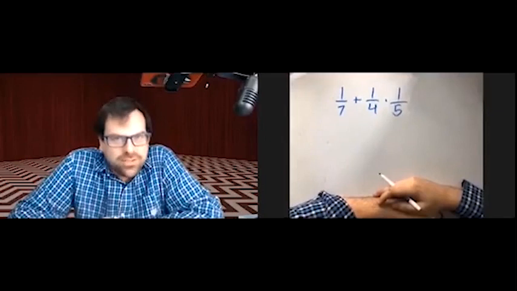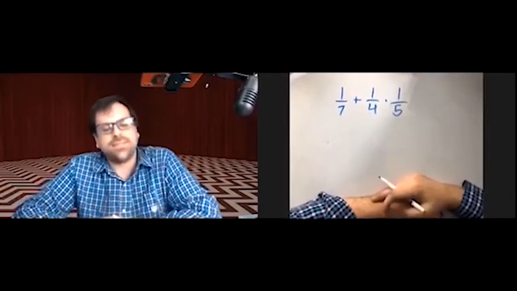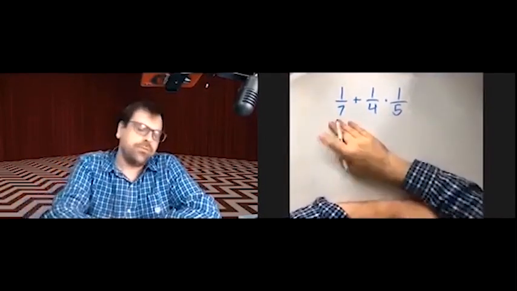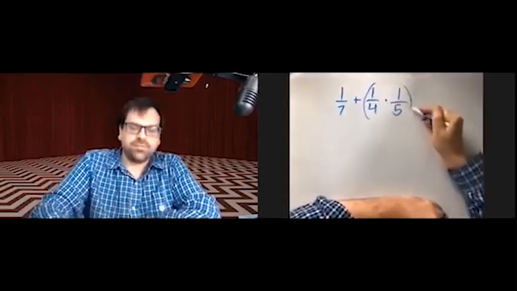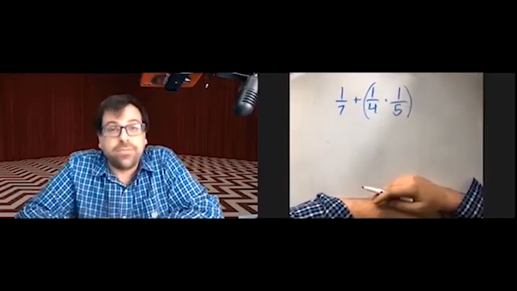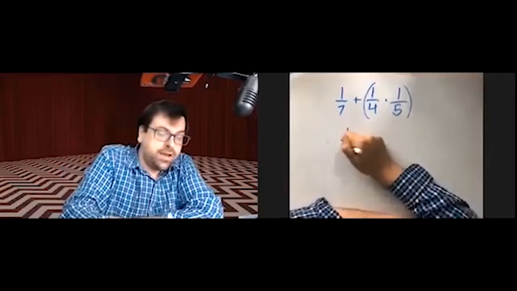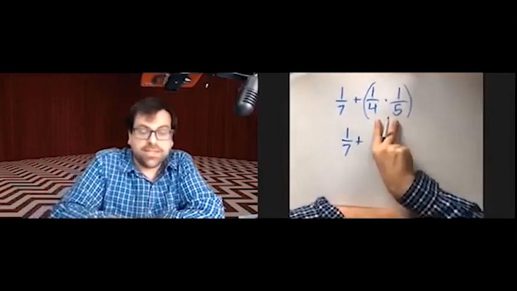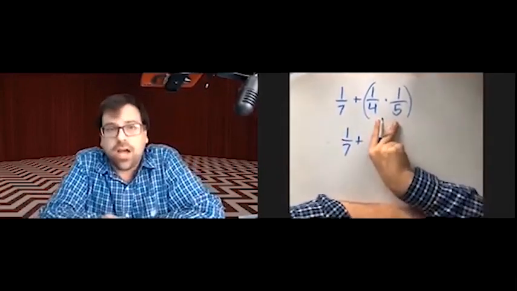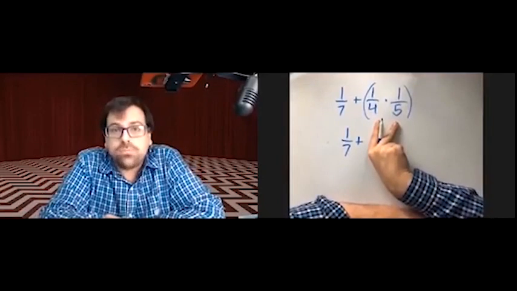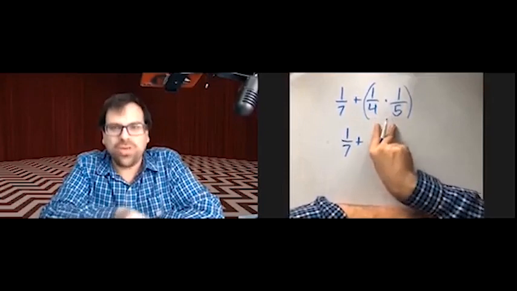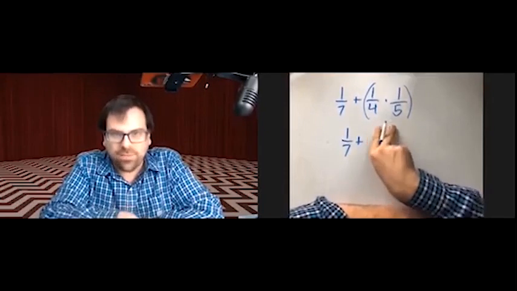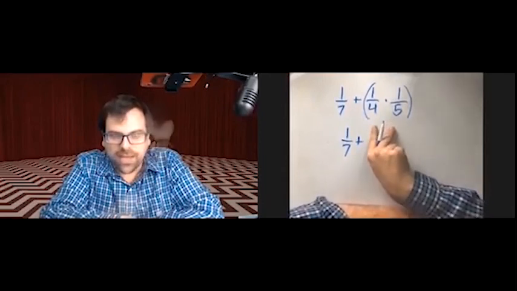What do we do first? PEMDAS says multiplication before addition. So we are going to do this multiplication problem, 1/4 times 1/5. Bring down everything else, 1/7 plus. And when we multiply, do we get a common denominator? No. Don't ever get a common denominator when you multiply.